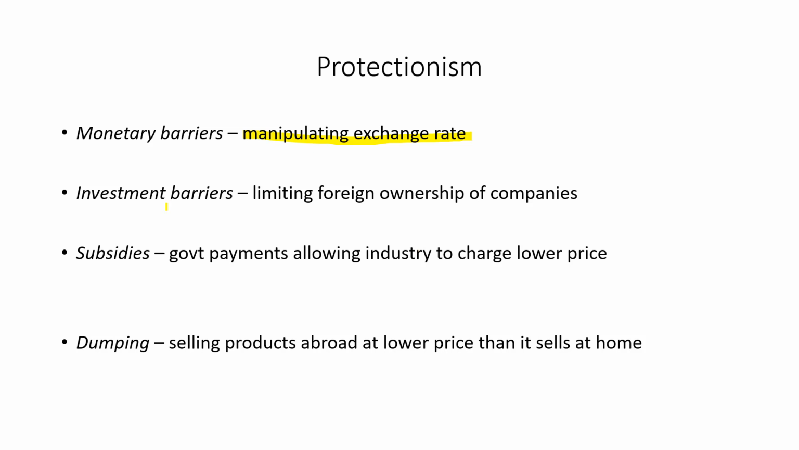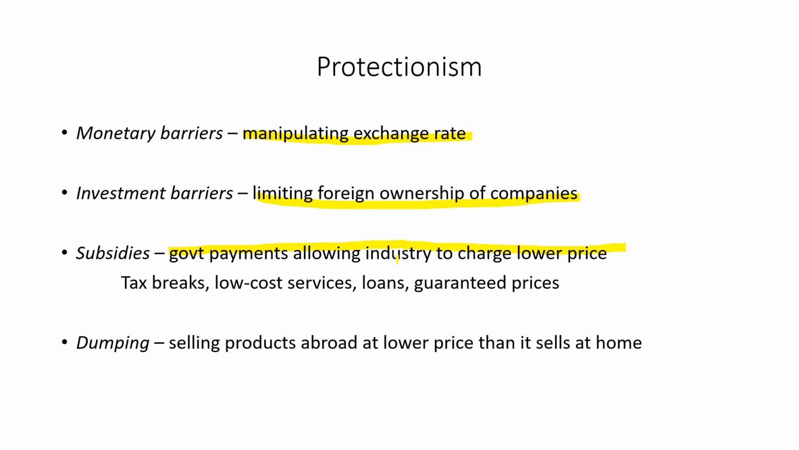Investment barriers. This is where we might want to limit foreign ownership of countries from other countries. Already talked about subsidies, government allowing industry to charge a lower price because they're getting money from the federal government to help produce that product, so they can charge that lower price for it. This is in the form of tax breaks, low-cost services, loans, perhaps low-interest loans, guaranteed prices, things like that.